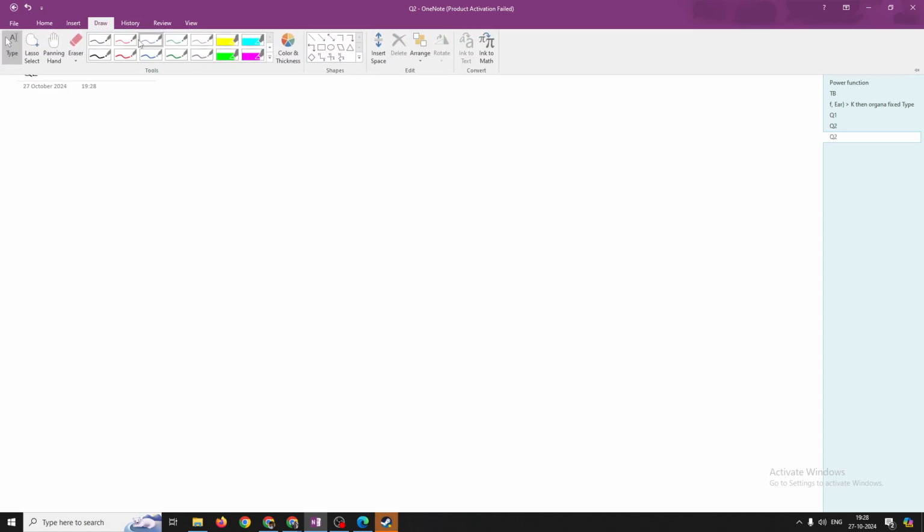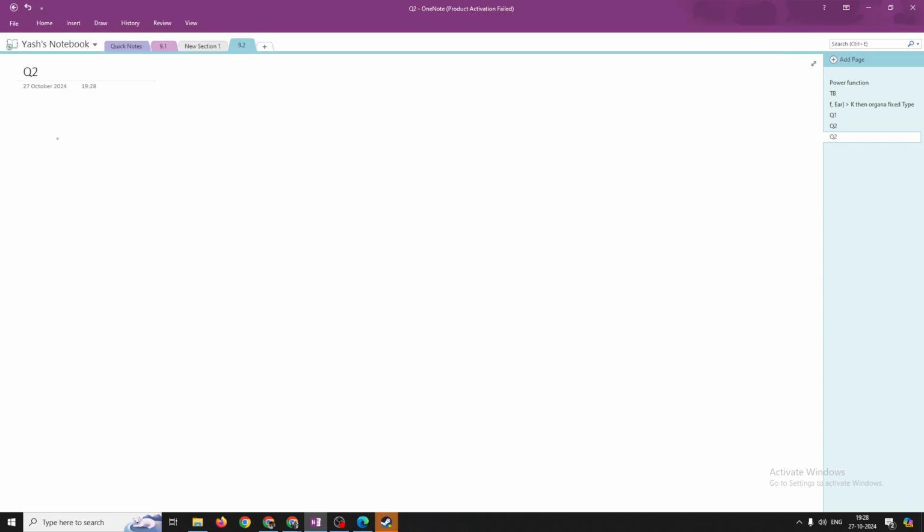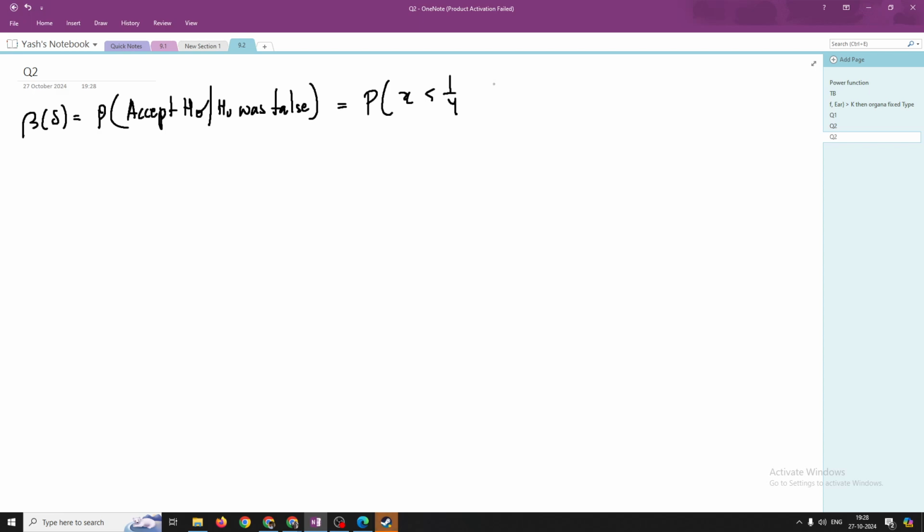Then I need to find my beta. So what is beta delta? It is just the probability of accepting H naught when H naught was false. So when do we accept H naught? When x is less than 1 by 4, because if it is greater than 1 by 4 we reject H naught. And what does it mean when we say H naught was false?